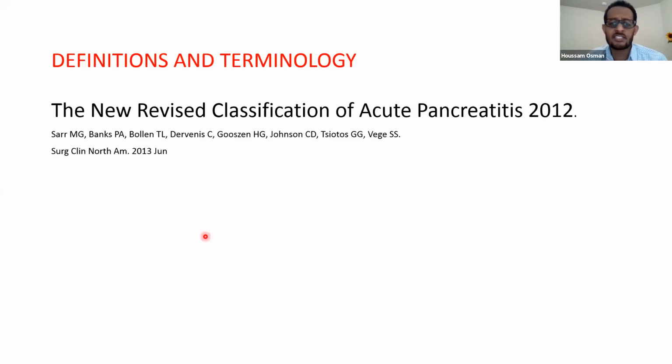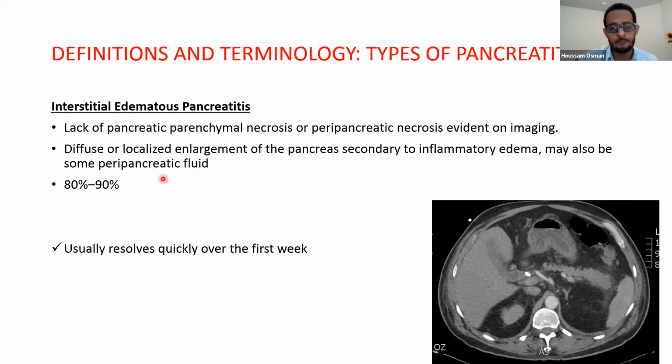The revised Atlanta classification, based on its name, happened in a conference in Atlanta in 2012, and the results were published in 2013. We'll talk about two things in the definition and terminology: the type of pancreatitis and the type of fluid collection. This will be important for the rest of the lecture, because every time we use a terminology, this is what we mean by it. So we have two types of pancreatitis based on the revised Atlanta classification.